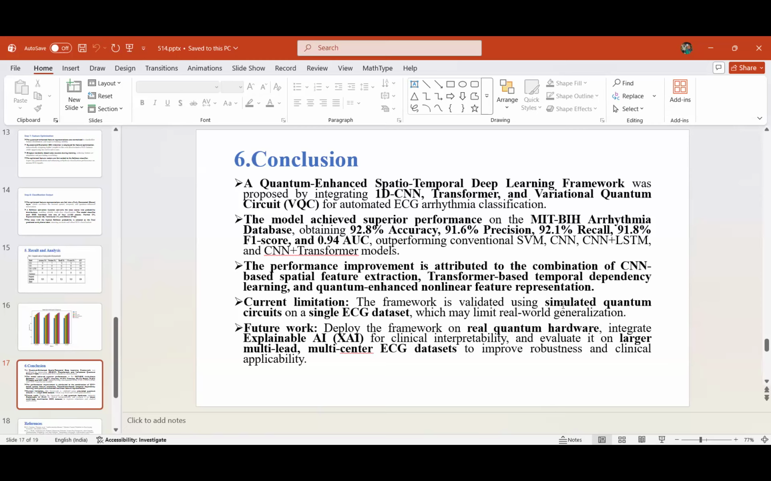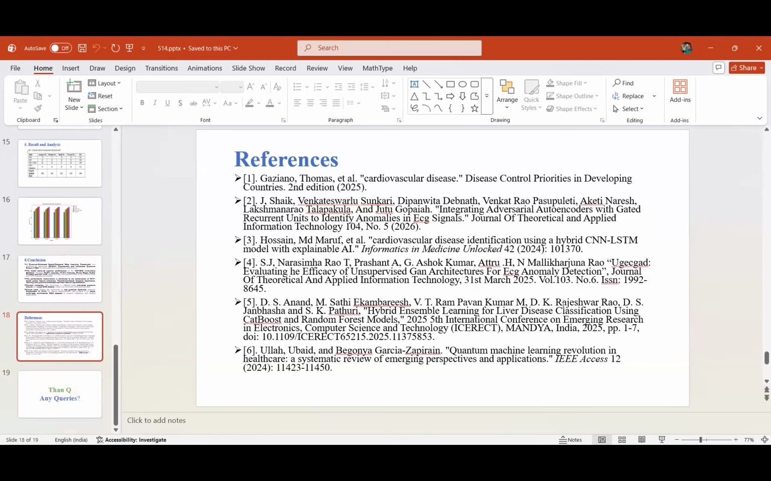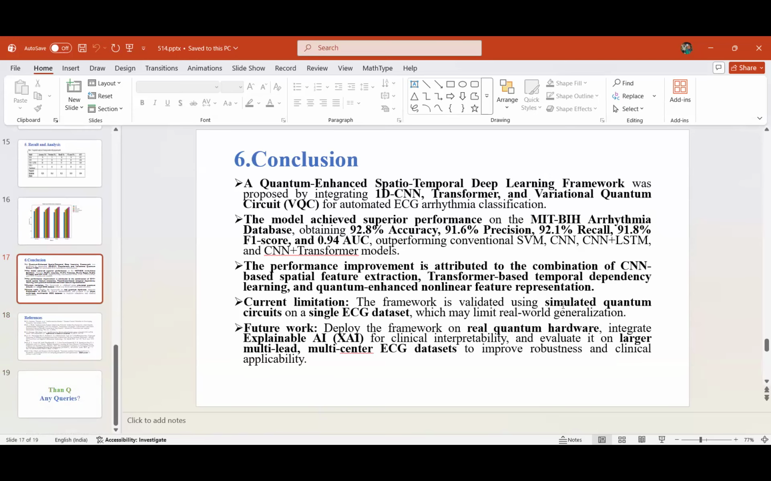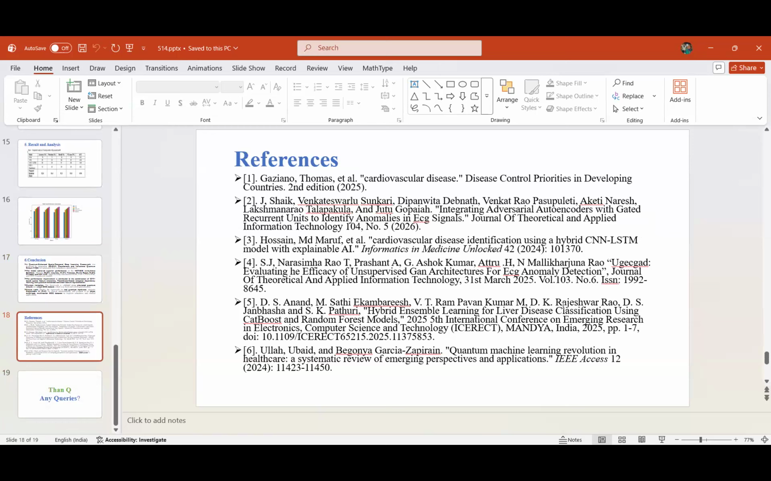The limitation of this work is that it uses simulated quantum circuits on a single ECG dataset, which may limit real-world generalization. The future work is to use real quantum hardware, integrated with explainable AI for clinical integrity, and validated on large multi-center ECG datasets. We have started this work also, so that is why we have just given this one as a small model. Then these are some of the references we have added.